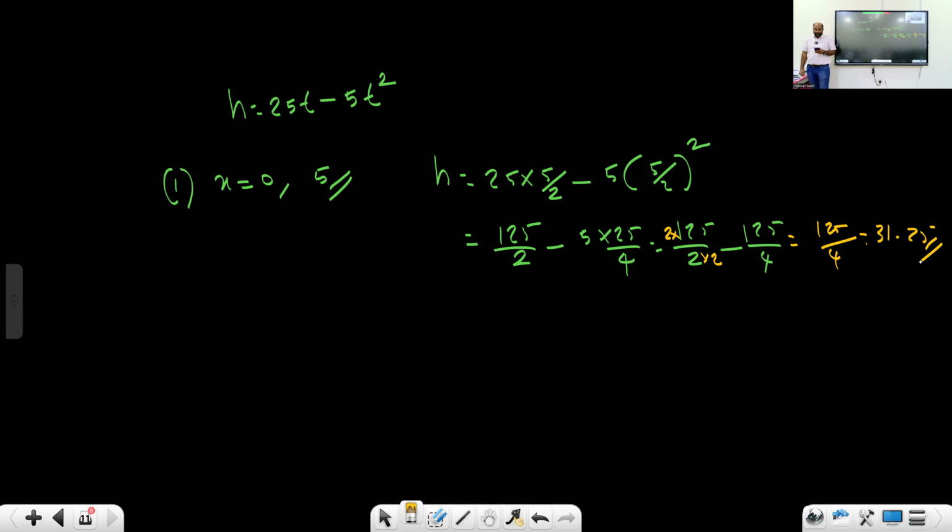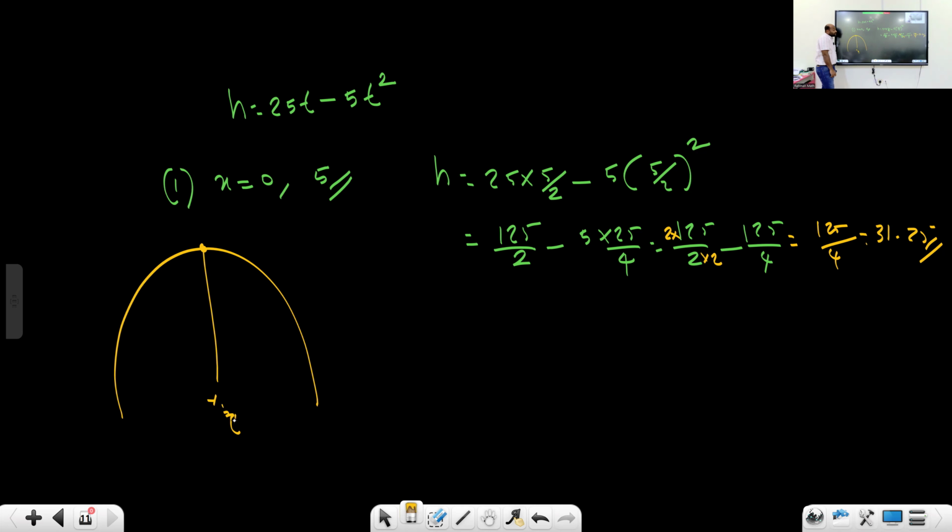Next question. After throwing upward, how much time did the ball take to reach the height of 30 meter? Maximum height is coming how much? 31.25 meter, at what time? T equal to 5 by 2, that is 2.5 second.